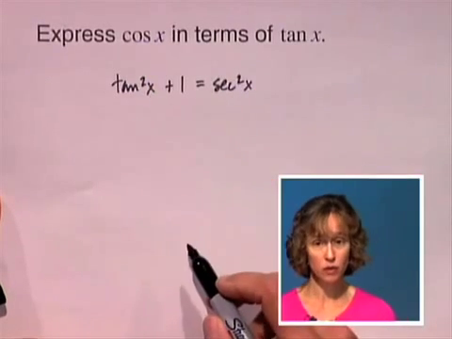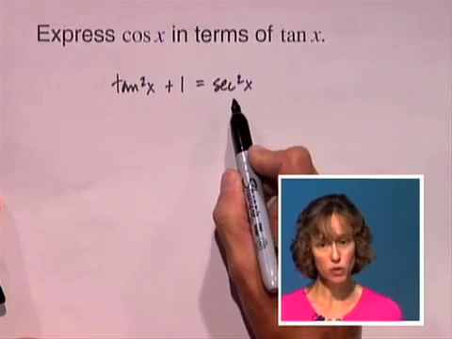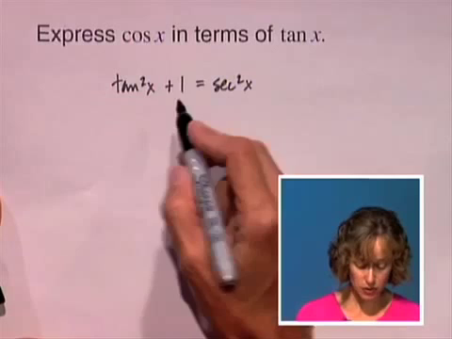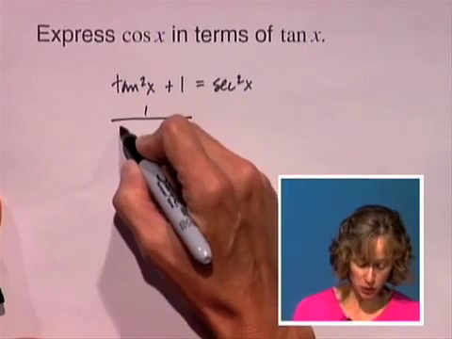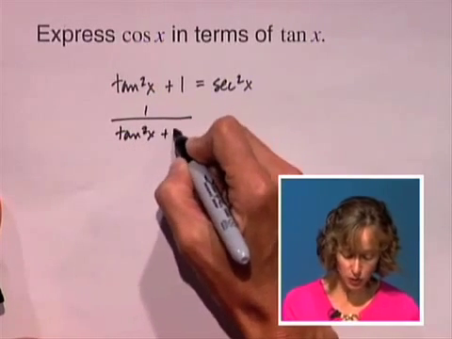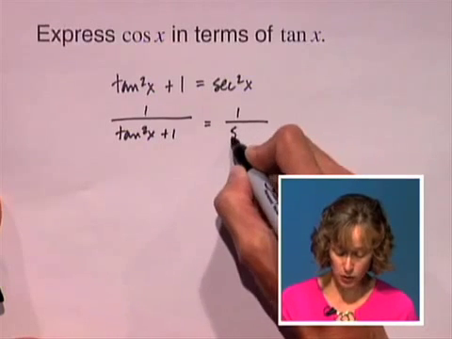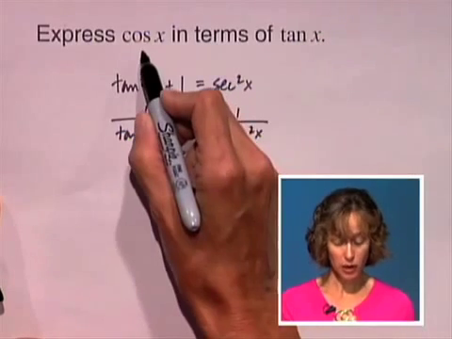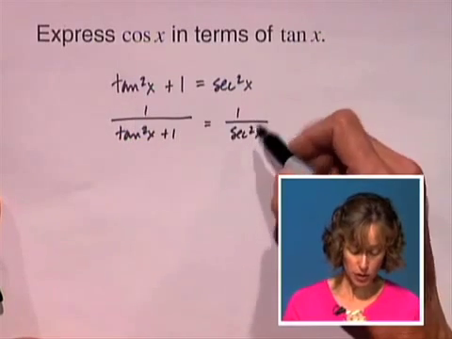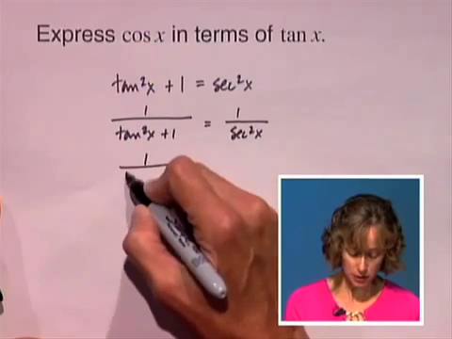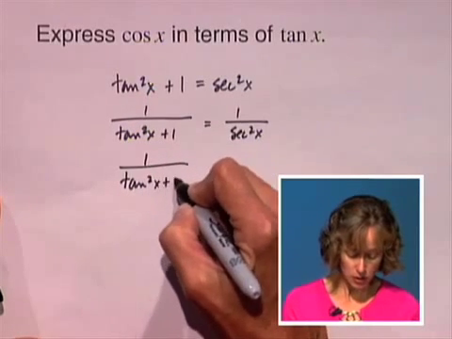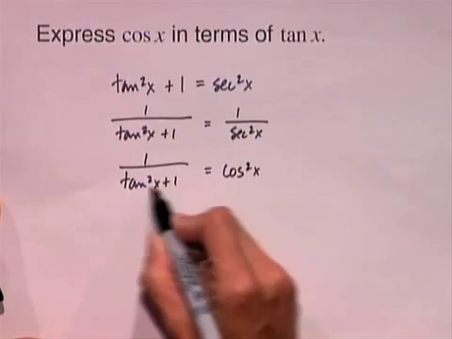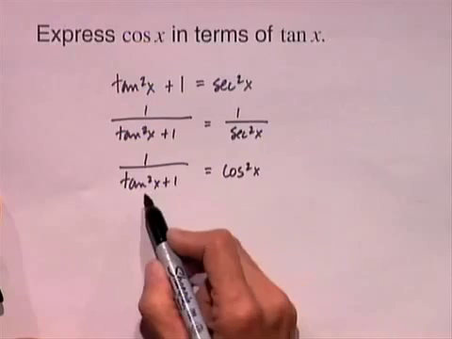Now there isn't a cosine involved, but secant, or the reciprocal of secant, is cosine. So what I'm going to do is take the reciprocal of each side of this equation, which will give me 1 over tan squared x plus 1 is 1 over secant squared x. Then 1 over secant squared, since I'm trying to get cosine involved here, I'm going to write as cosine squared.